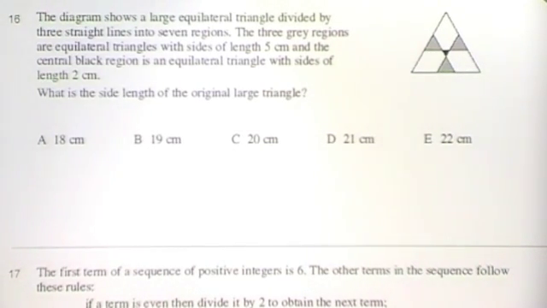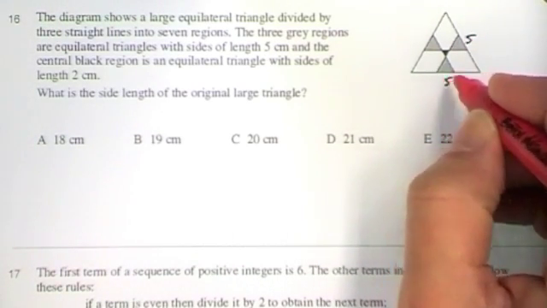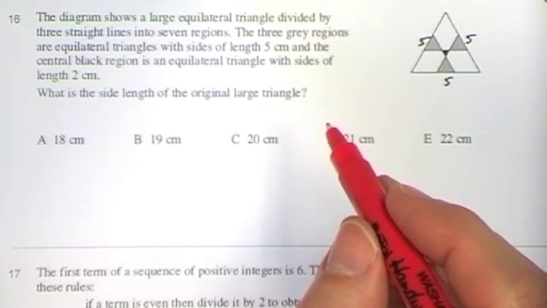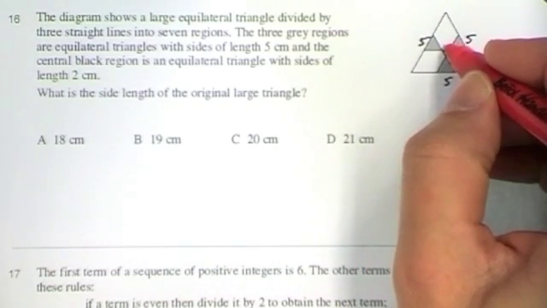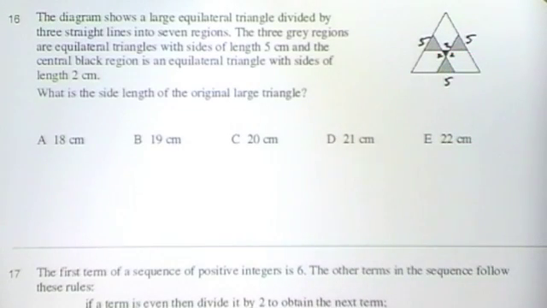Diagram shows a large equilateral triangle divided by 3 straight lines into 7 regions. The 3 grey regions are equilateral triangles with side lengths of 5. So these are all 5. And the central black region is an equilateral triangle with side length of 2. So that bit in there is 2. What is the side length of the original large triangle?